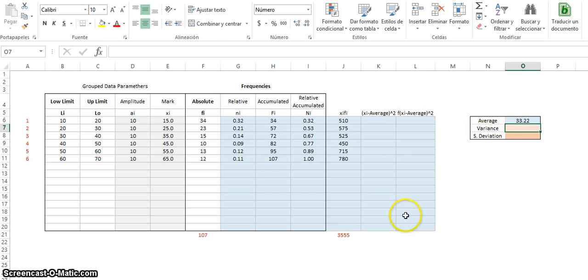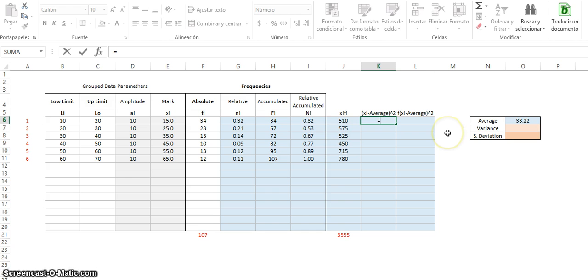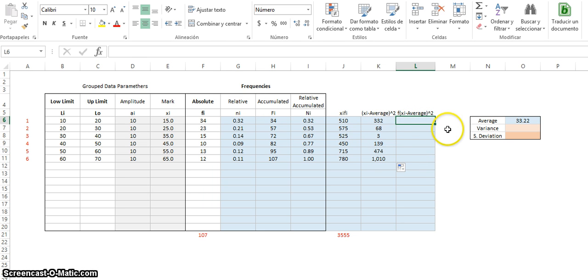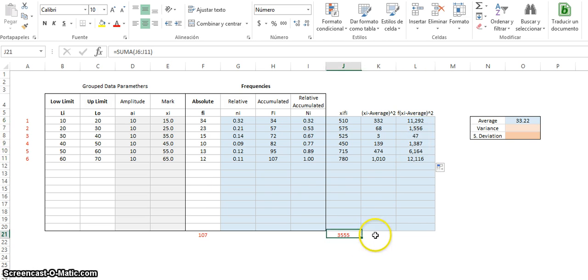For the variance, you need to complete these two columns. So let's work in the first one, which is xi minus the average that you already calculate to the second. Remember, you need to make it static by using this symbol, and then you can copy the formula. Next, you need to multiply this times the absolute frequency. Copy the formula, and then you can copy this formula into this. Don't worry again for the decimals, you can round it till 2, 3, or whatever you are looking for.